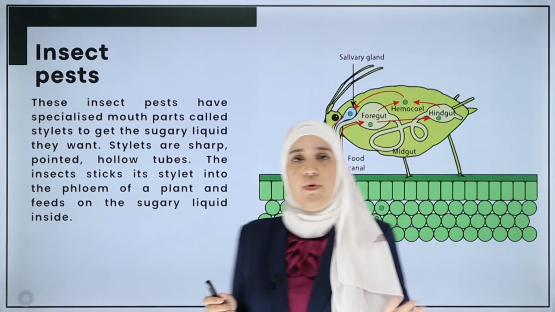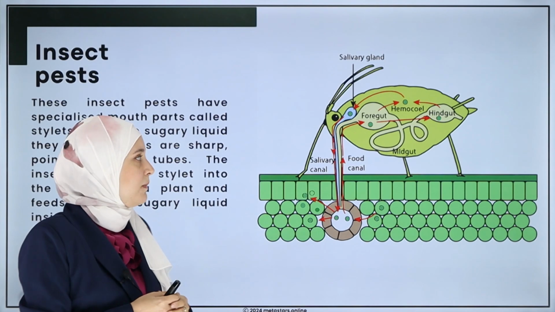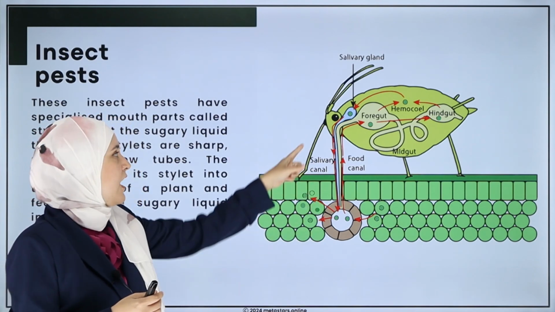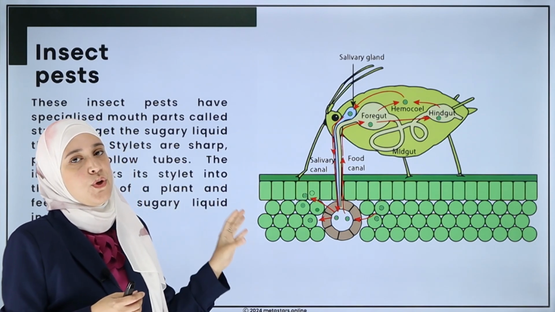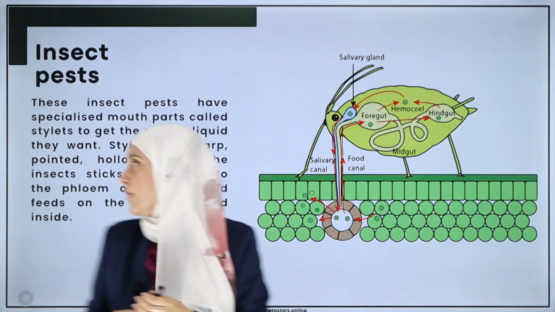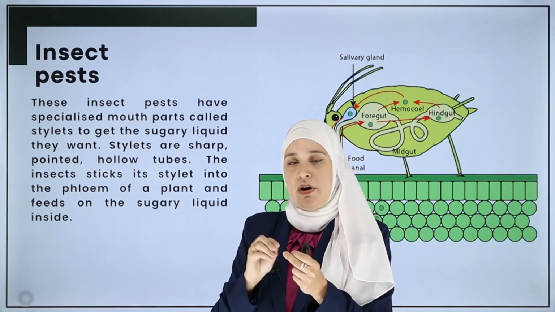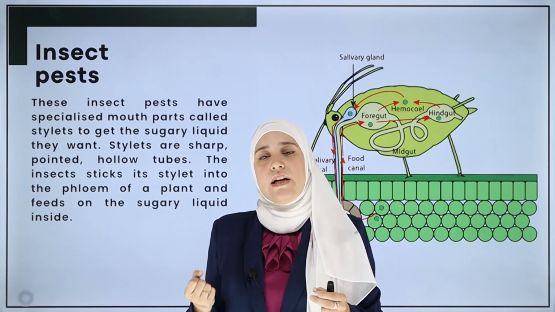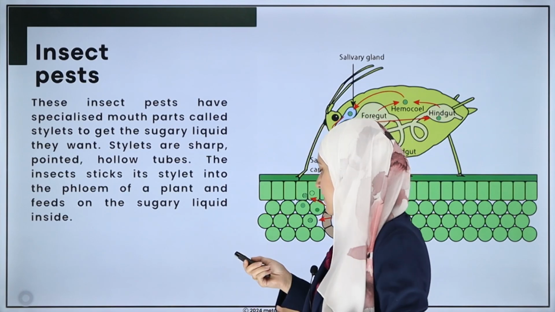Okay, let's see how those pests can target or ruin the plant. Actually, those pests have a very sharp and pointy hollow tube. We call it a stylet. Those stylets are responsible for targeting the phloem of the plant, so they can suck in and take in the sugary liquid and destroy the plants.